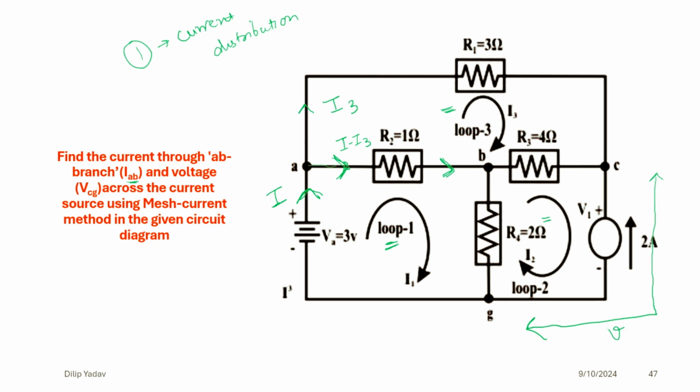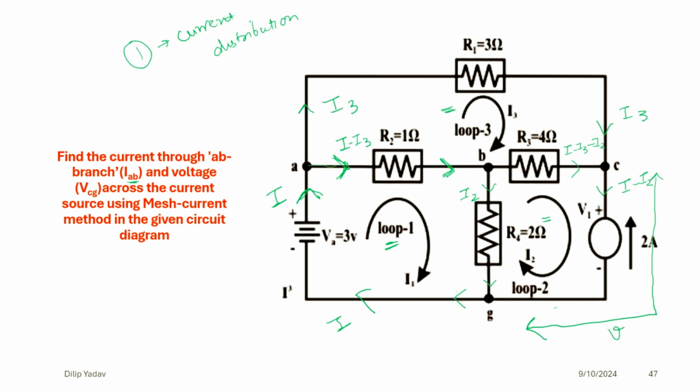Now what happened? I3 came at this point, and I minus I3 was going there. Coming at this point, for example, this was the current I2. So the current flowing at this terminal will be I minus I3 minus I2. After coming to this point, I3 came again, so it becomes I minus I2 again. It will go through this circuit, and at this point it will again come with I2, and the current is I.